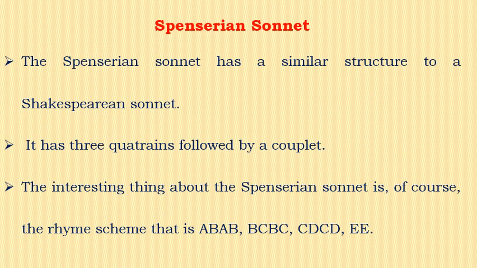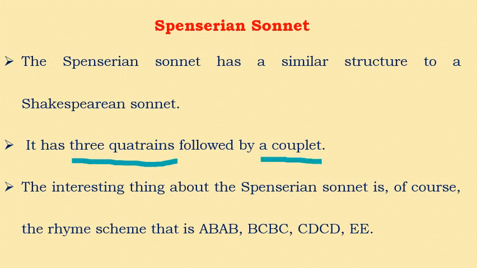Next one is the Spenserian sonnet. The Spenserian sonnet has a similar structure to the Shakespearean sonnet, as it was introduced by Edmund Spenser in most of his poems. He is famously noted for The Faerie Queene, his most noted work, and it follows the same as the Shakespearean sonnet: 3 quatrains followed by a couplet.